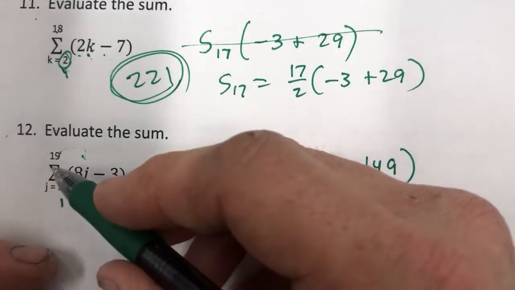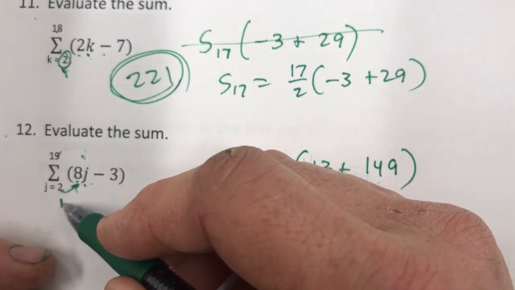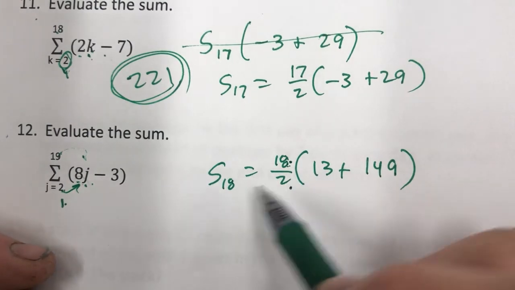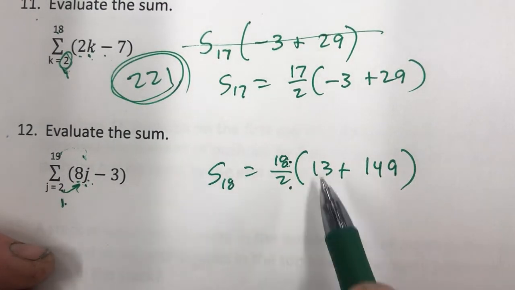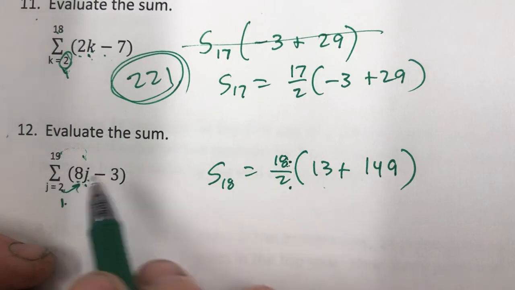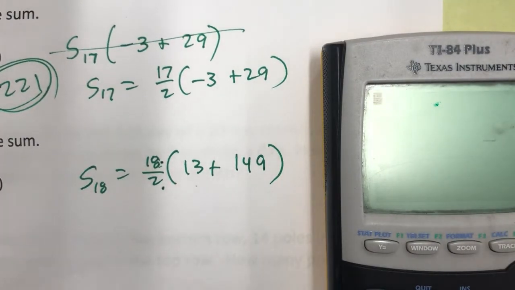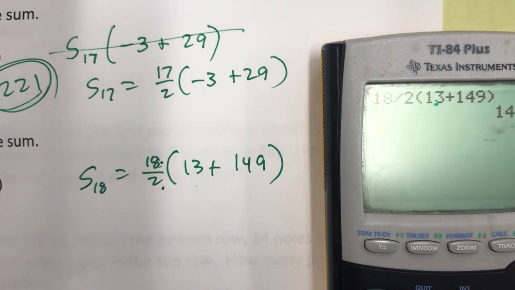Okay, so again, 19 minus 1 is 18. There's 18 numbers here, divided by 2. If I put 2 in, I get 13. If I put 19 in, I get 149. And now just type this on the calculator. 1458.